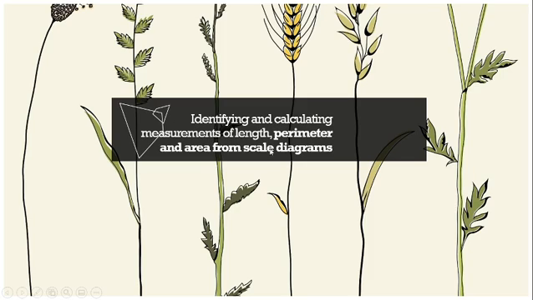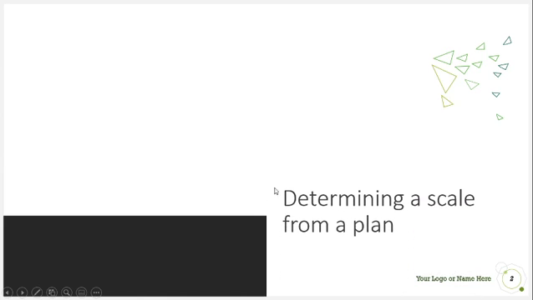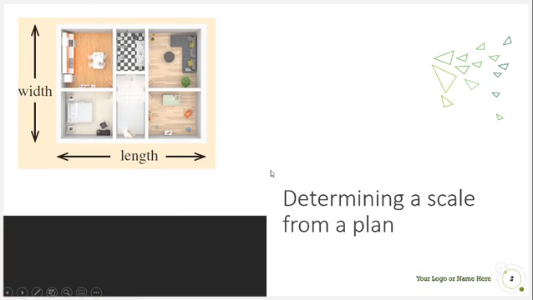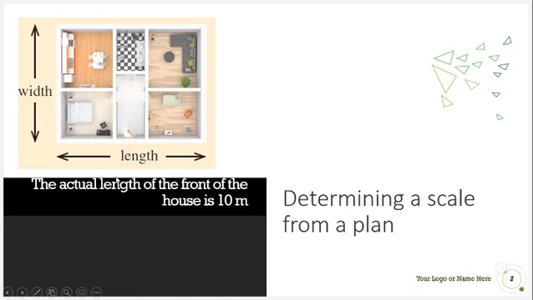Okay, so we're looking at calculating measurements of length, perimeter, and area from a scale diagram. So we're going to determine a scale. That's the first thing we have to learn how to do. Here we've got our picture. So the actual length of the house is 10 meters. So we know that the length is 10 meters.